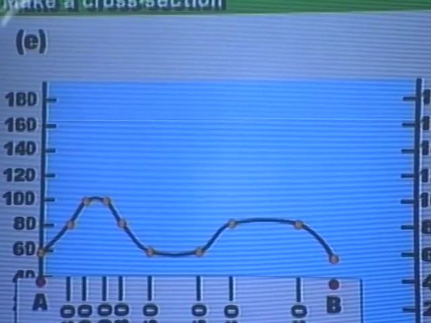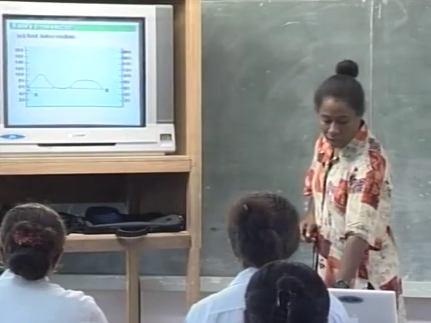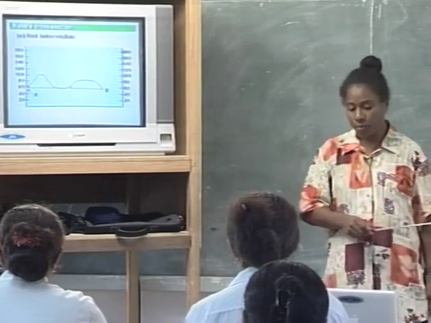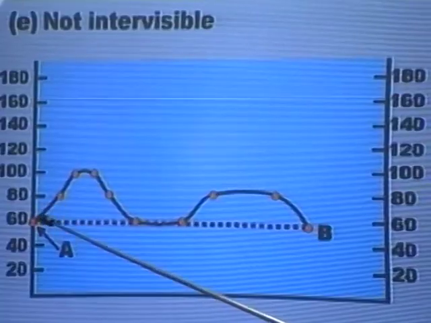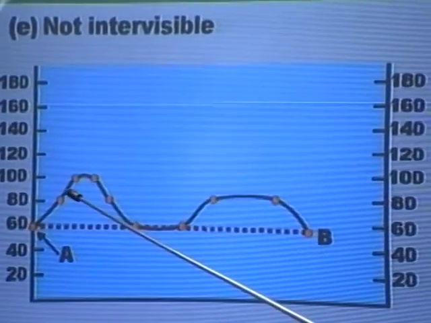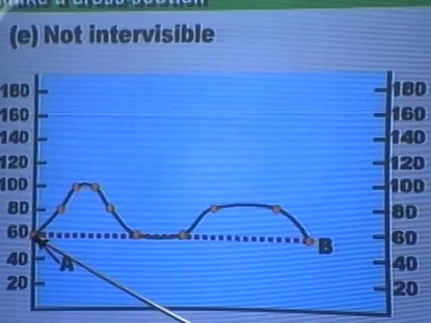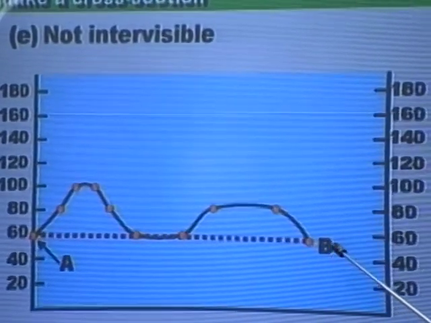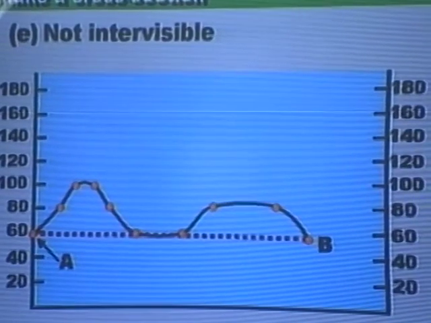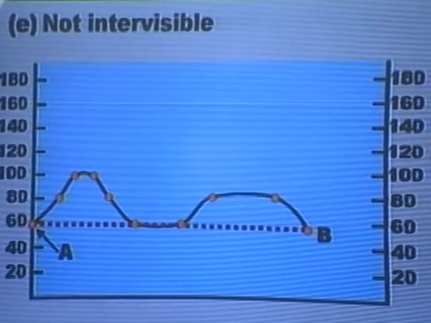Okay, let's look at the cross section E. Again, the same question. Is point A to B intervisible? Our answer should be no. Simply because, again, from point A to point B, if we did draw the line of sight, you would have seen there are 2 high points that actually block the view from point A to point B or B to A. So we can say here that for this particular cross section, point A to point B is not intervisible.